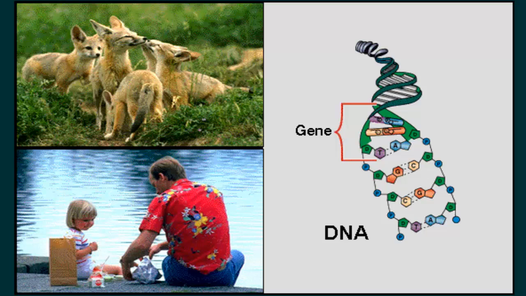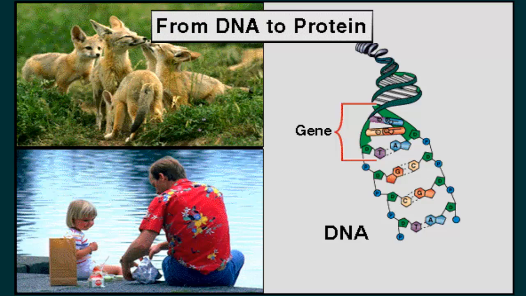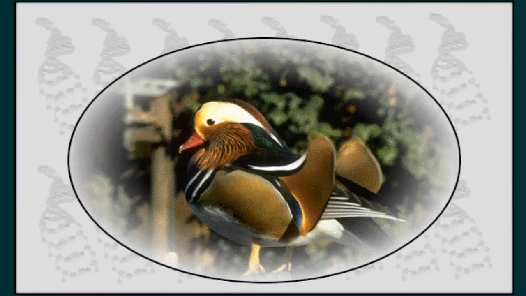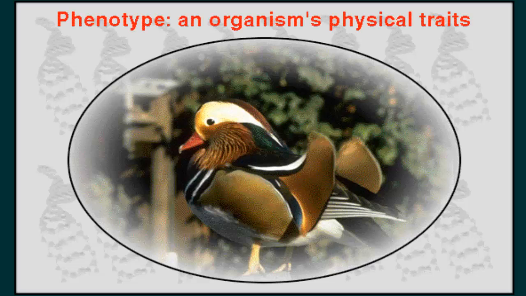In this program, you will learn how genes are expressed. That is, how the information encoded in DNA is used to build proteins. An organism's physical traits make up its phenotype. In the early 1900s, the concept that genes affect an organism's phenotype was widely accepted among scientists. However, the question of how exactly genes affect traits had not been determined.